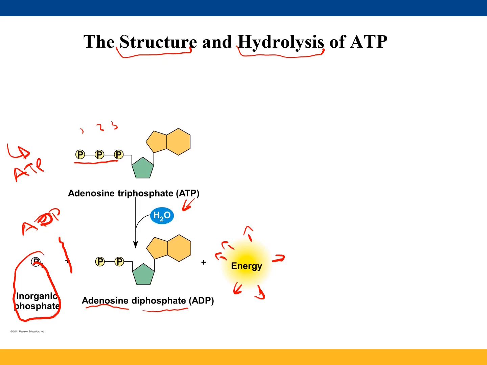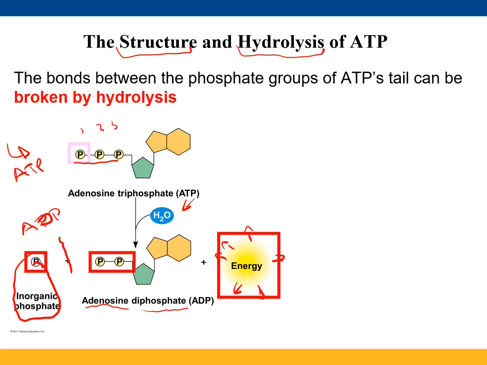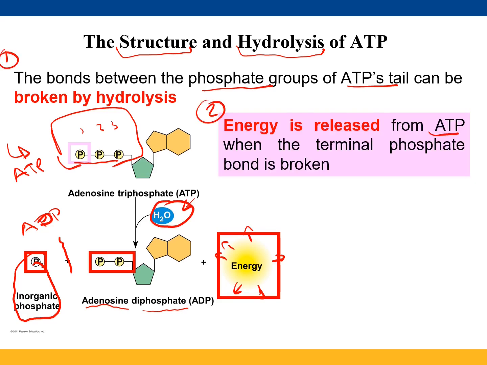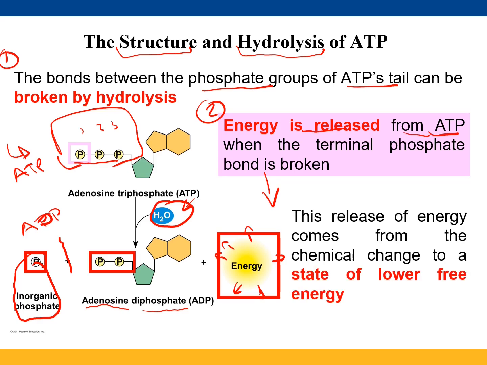So let's recap all the three things that I told you here. First thing that I told you is that the bonds between the phosphate groups in the ATP tail, so remember this tail that I told you here, can be broken by hydrolysis. So here you have the water that is going to break the tail. Second thing that I told you is that the energy is released from the ATP when the terminal phosphate bond is broken. And finally, that the release of energy comes from the chemical change to a state of lower free energy.